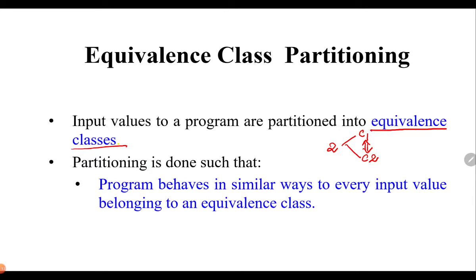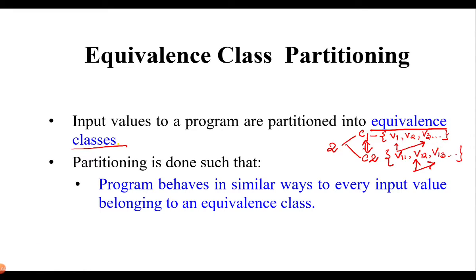Now let us consider that C1 is one class which has value 1, value 2, value 3, and so on. Similarly, class 2 would have value 11, value 12, value 13, and so on. We have to partition these two classes in such a way that if the program behaves in a certain way for value 1, it should also behave in a similar way for value 3. Similarly, if V12 is being addressed by the program in a particular way, then V13 should also have a similar type of representation for the program.